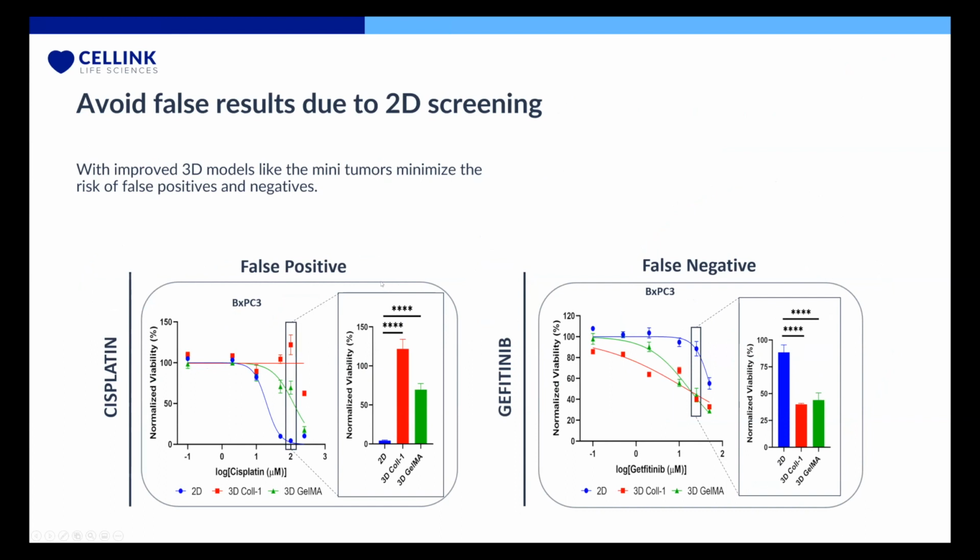cisplatin dramatically fails to inhibit pancreatic cancer cells within the 3D model, suggesting it should not be pursued further. However, the false negative scenario represents a lost opportunity for potential therapeutic good, as gefitinib here demonstrably impacts cancer cell viability in 3D.